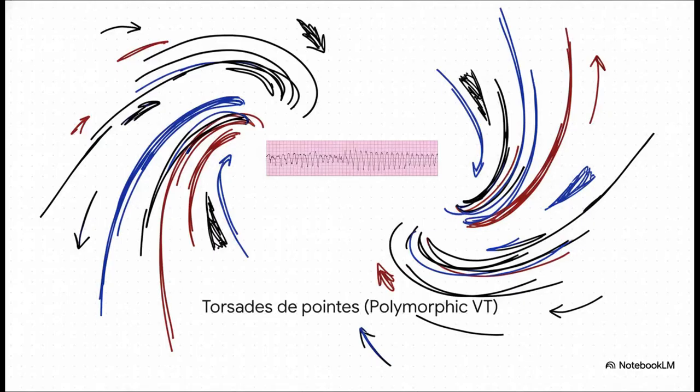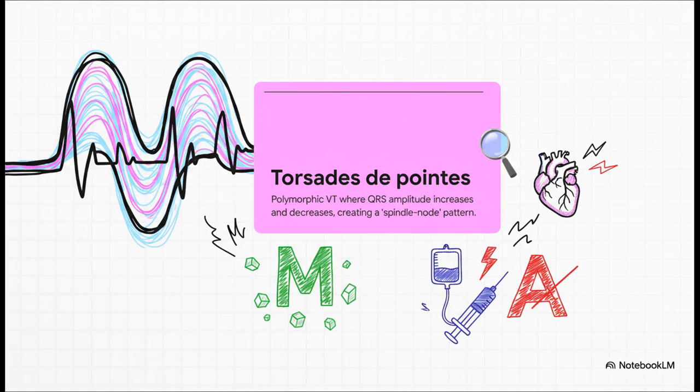But hey, not all VTAC is created equal. This is torsades de pointes, which literally means twisting of the points. And you can immediately see why. The QRS complexes look like they're twisting around an invisible line, getting bigger, then smaller, in this beautiful but incredibly deadly dance. You see that twisting pattern? And it should be a giant red flag.